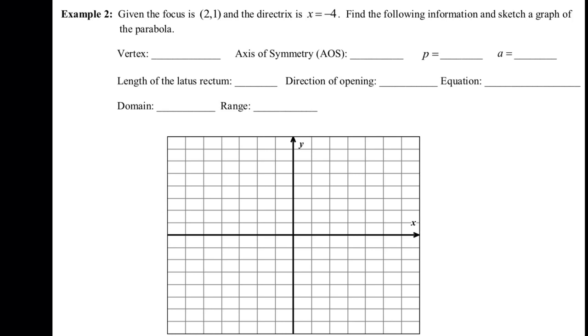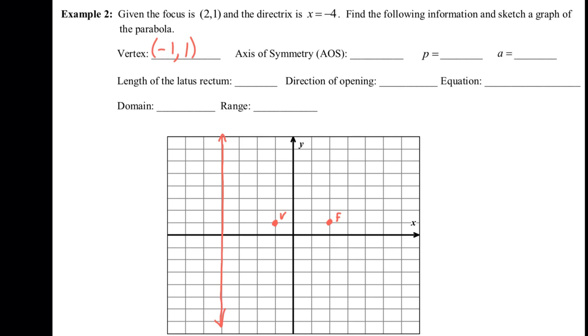All right, so looking at the next one, we have a focus located at (2, 1). Put a little F right there for focus. And the directrix is at negative 4, and this is x equals negative 4. x equals is a vertical line. All right, now the focus to the directrix is a distance of 6. So if we split that in half, our vertex is located in the middle. So the location of the vertex is at (-1, 1).